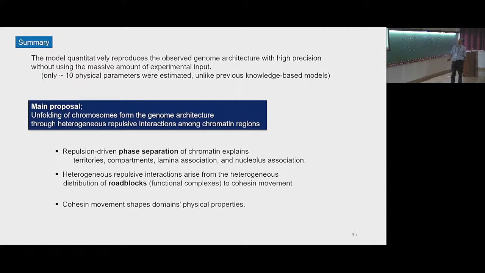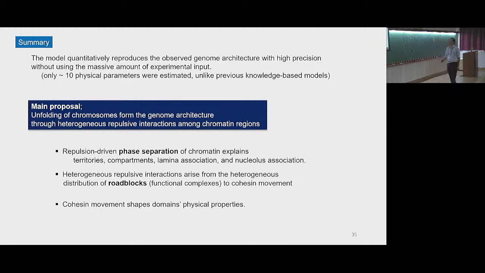So this is one summary. And we say that the model quantitatively reproduced the observed genome structure with high precision, without using this vast amount of experimental input. Only 10 physical parameters were required, and sequence annotation was used. Our main proposal is that unfolding of chromosomes is essential to explain the genome structure. And through the heterogeneous repulsive interactions, the genome was formed through the phase separation mechanism.